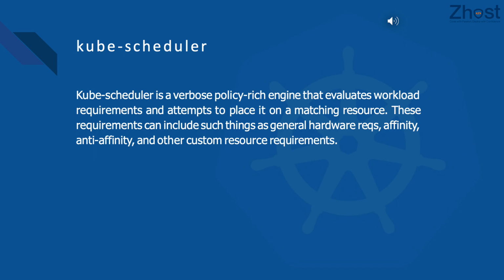Kube-scheduler assigns pods to worker nodes based on resource availability, affinity, and constraints. It ensures load balancing and optimal resource utilization. It takes into account factors like CPU, memory, and custom scheduling policies. Kube-scheduler is a verbose policy-rich engine that evaluates workload requirements and attempts to place it on a matching resource. These requirements can include such things as general hardware requirements, affinity, anti-affinity, and other custom resource requirements.